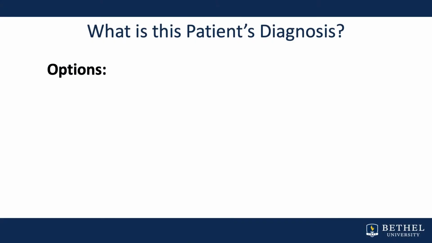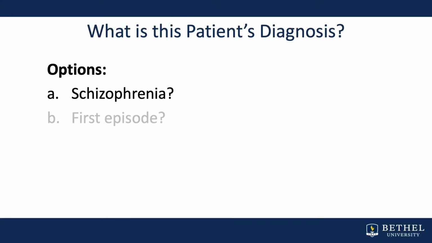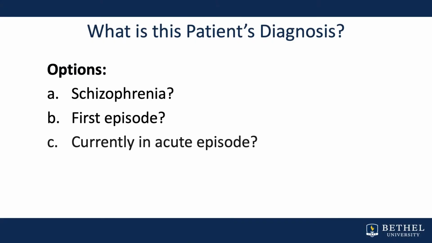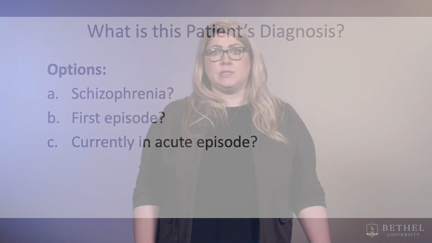What is this patient's diagnosis? Schizophrenia, first episode, currently an acute episode. In looking at why Mr. Baker meets criteria for this disorder, one must consider that Mr. Baker's case involves an all too familiar scenario in which a high-functioning young man undergoes a significant decline.